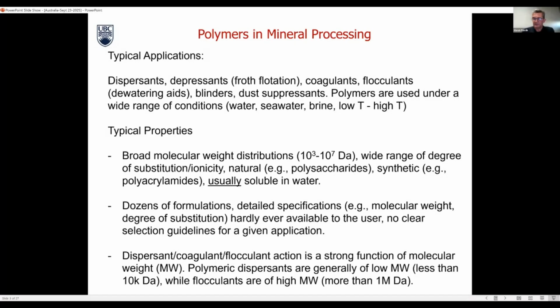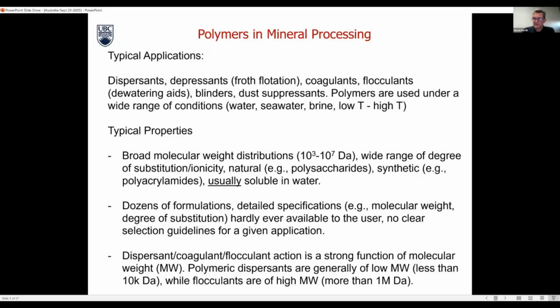So again, there are dozens of formulations. Even polyacrylamide itself can be produced from essentially any molecular weight, or any molecular weight distribution also. That type of information is almost never available to the user. You have to bring a sample to the lab and test it yourself to try and figure out what you're dealing with. There are no clear selection guidelines, really. If you were to say we have a certain type of tailings at a given pH produced in seawater, what exactly would we use to flocculate that material?